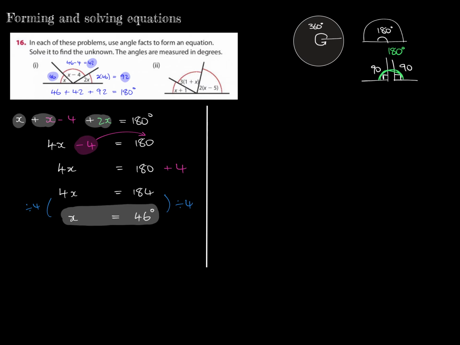So we're going to take the first term, and the first one there is x plus 1. So I'm going to put in the x plus 1. I'm going to add to that the second angle, which is 3 times 1 plus x.